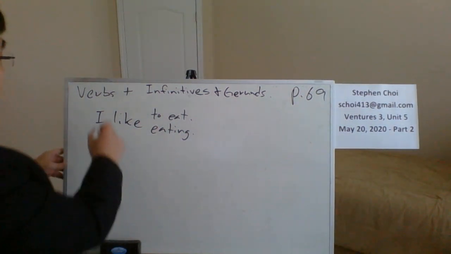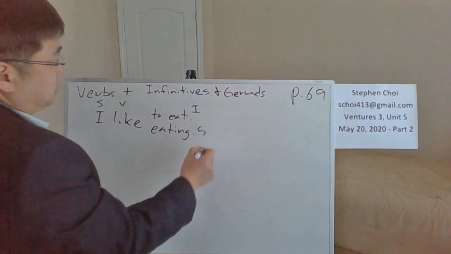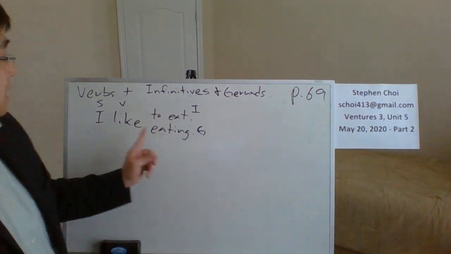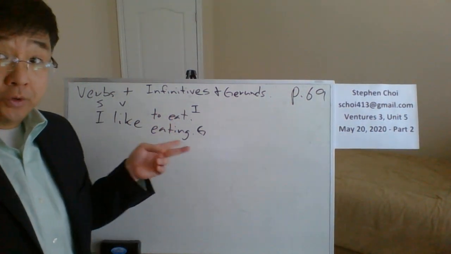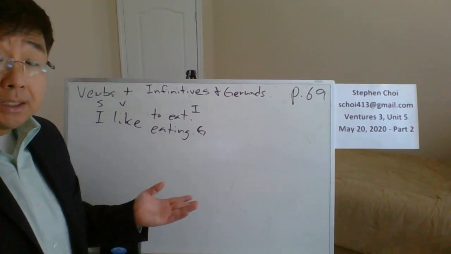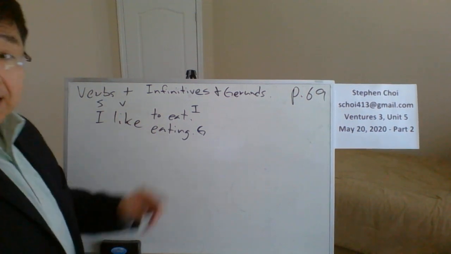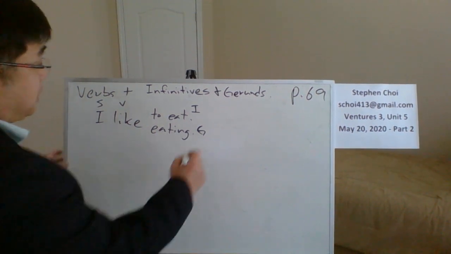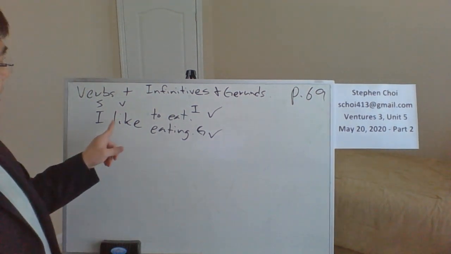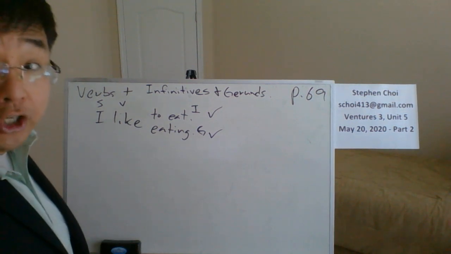This is subject, verb, the infinitive, and the gerund. I like to eat. I like eating. I've got two sentences. Are they both good, or is one of them good and the other one isn't? What do you think? They're both good. So with I like, you can use an infinitive and you can use a gerund.